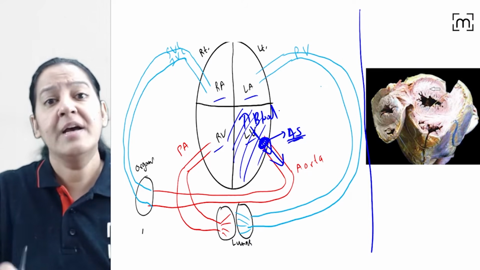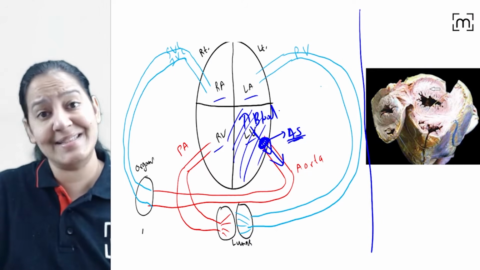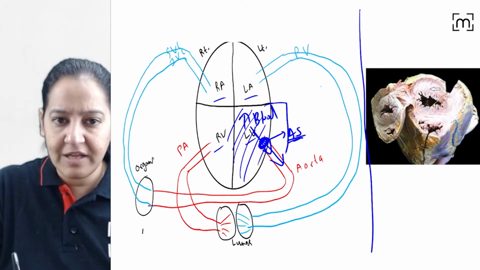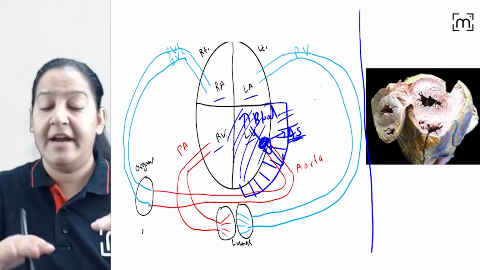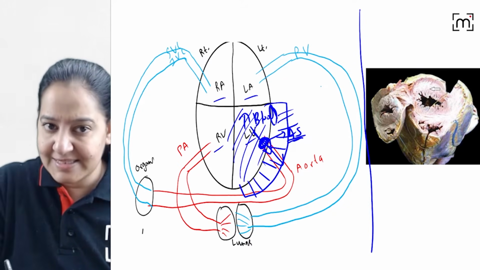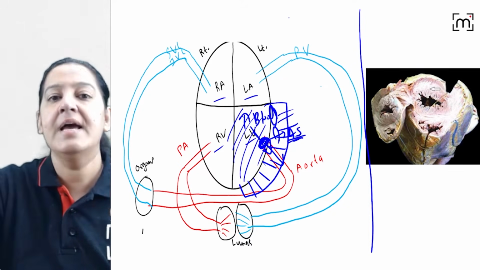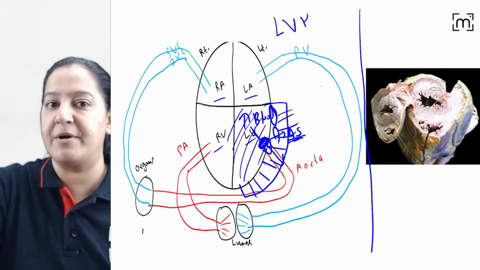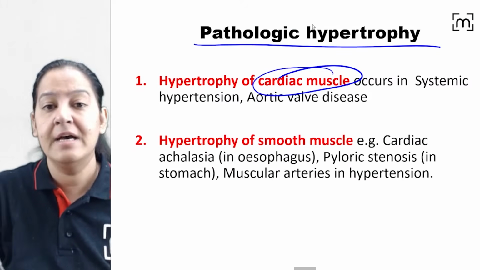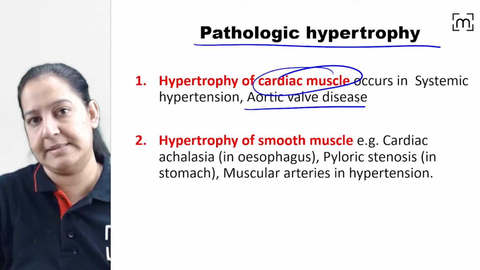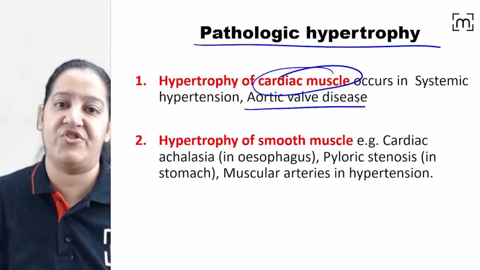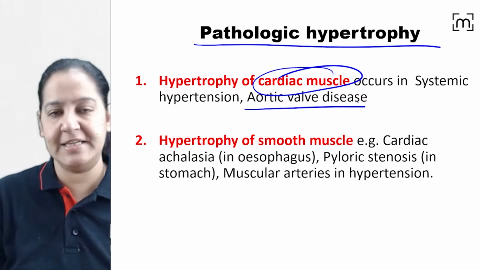So what will happen? That is acting as a stress. So the wall of the left ventricle will get thickened. The wall of the left ventricle will increase in size, and the cells inside it will all increase in size. That is known as left ventricular hypertrophy. It is a disease. So left ventricular hypertrophy is a disease which is seen in aortic valve diseases, aortic insufficiency, aortic stenosis, right?